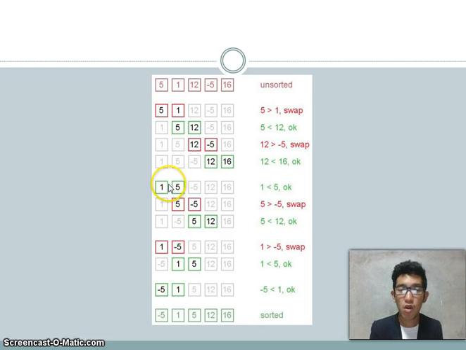So, we observe the numbers. So, 1 at 5 is sorted na yan. And then yung 5 and -5 is unsorted. What we are going to do is to sort the two elements, the 5 and -5. So yung 5 mapupunta sa right side at yung -5 ay mapupunta sa left side.